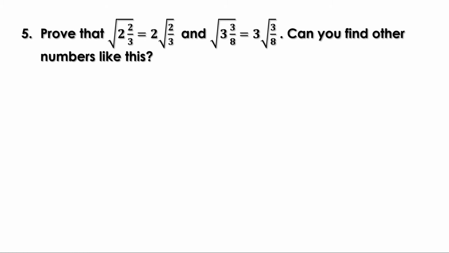Prove that √(2 2/3) = 2√(2/3) and √(3 3/8) = 3√(3/8). Can you find other numbers like this? 2 2/3 is a mixed fraction. Let us express it as an improper fraction.